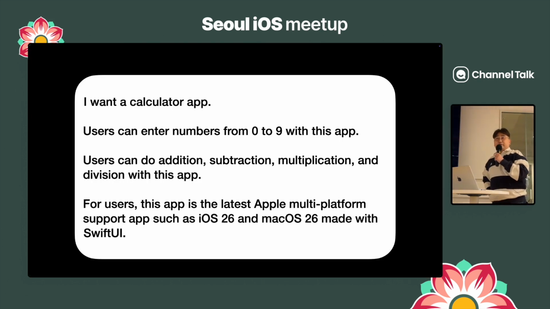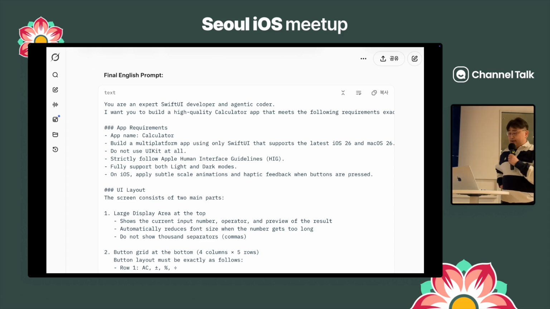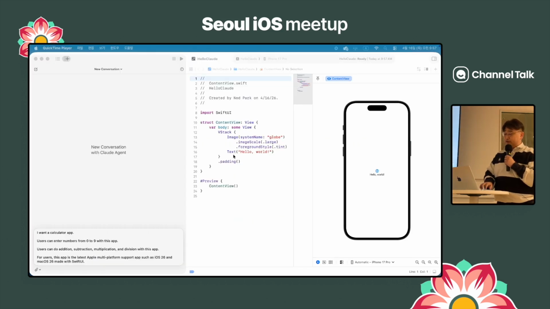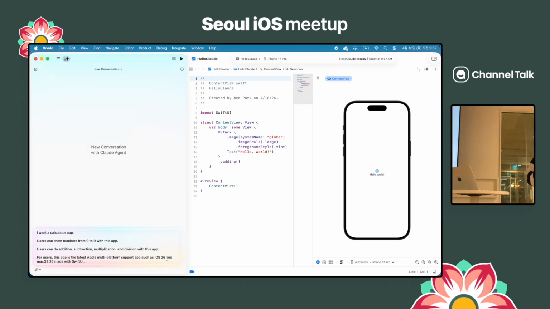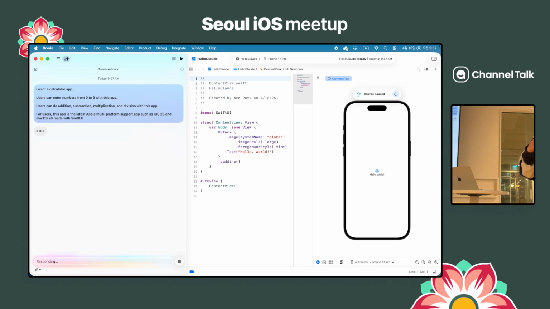This is today's prompt. I want a calculator app. If you want details for it, you can get it using traditional AI chat services. Let's enjoy it for a while. The Claude Code or Claude Agent in Xcode.